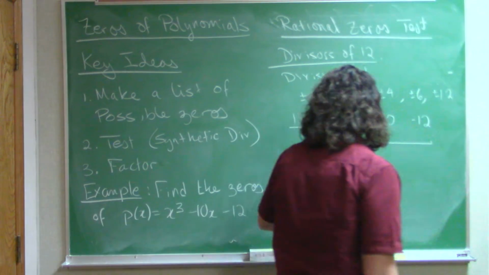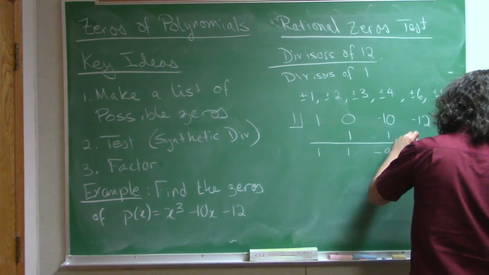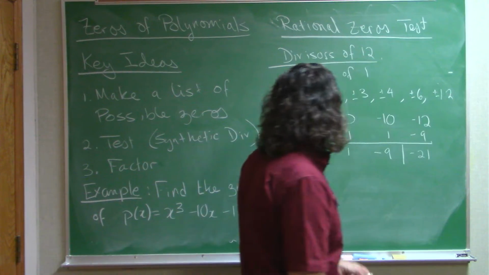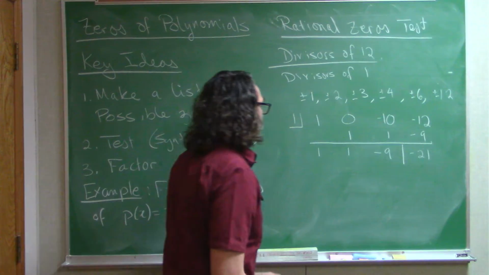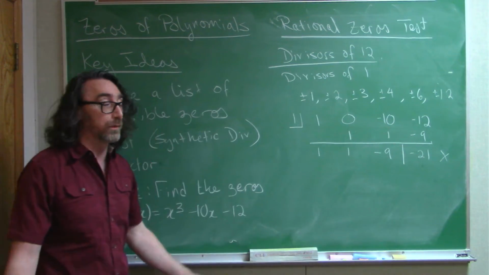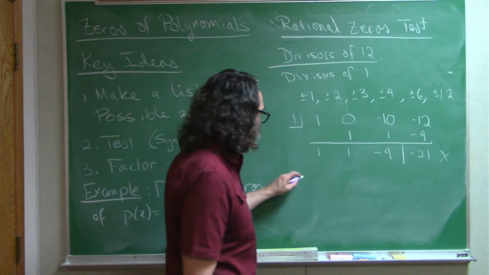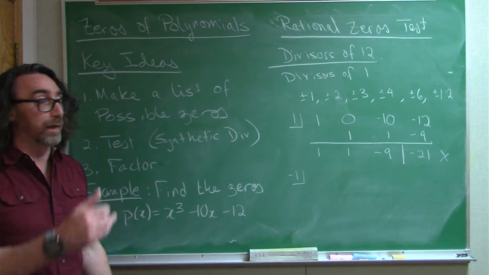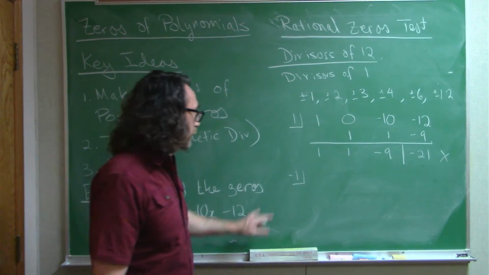So that drops down, 1, multiply, add, multiply, add, multiply, add. Okay, so we're testing 1. We did not get a remainder of 0. That means 1 is not a 0 of my polynomial. All right, so if the first thing we try doesn't work, we go to the next thing on the list. In fact, let's go to 2.